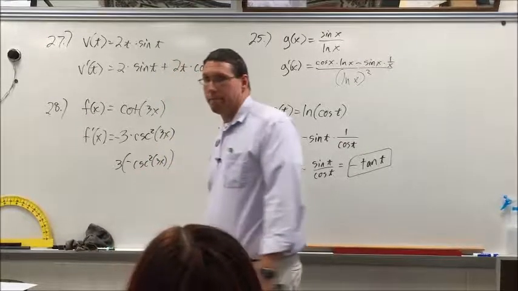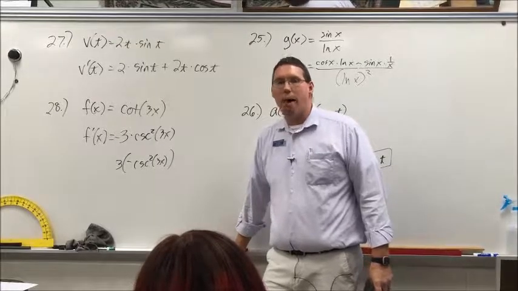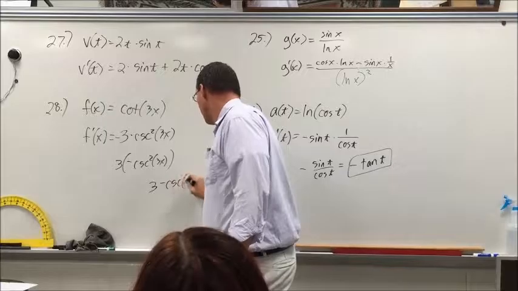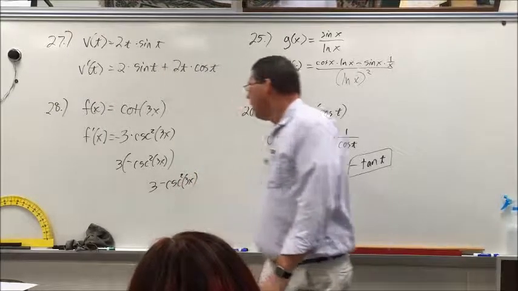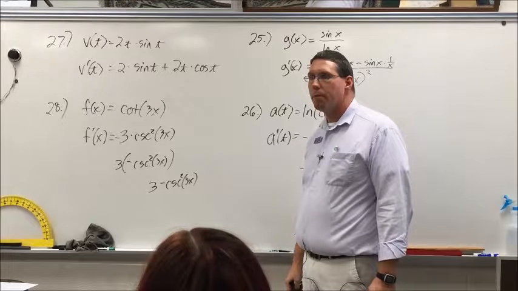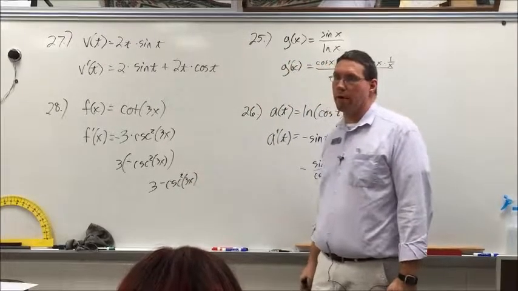Folks, let me tell you why. Because I can't tell you how many times in the last 6 years I have had a student give me this. And guess what? It's wrong. This is not 3 times negative cosecant squared. What is that? That's 3 minus cosecant squared.